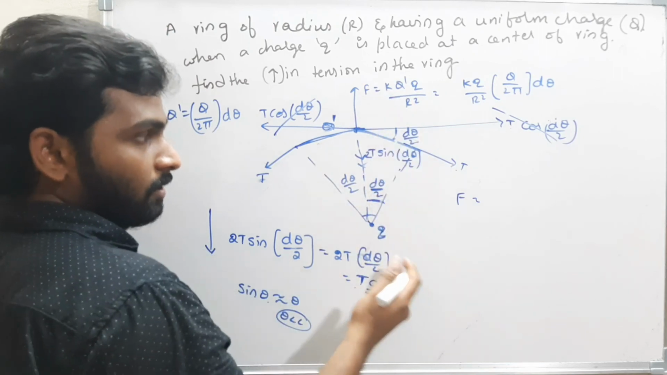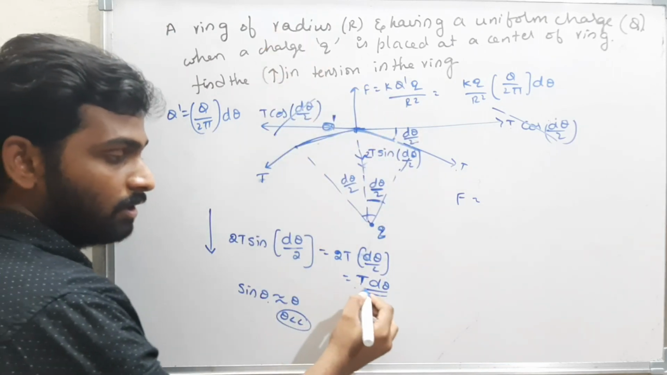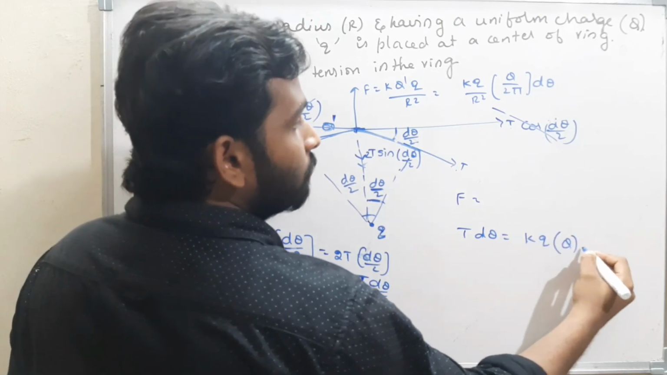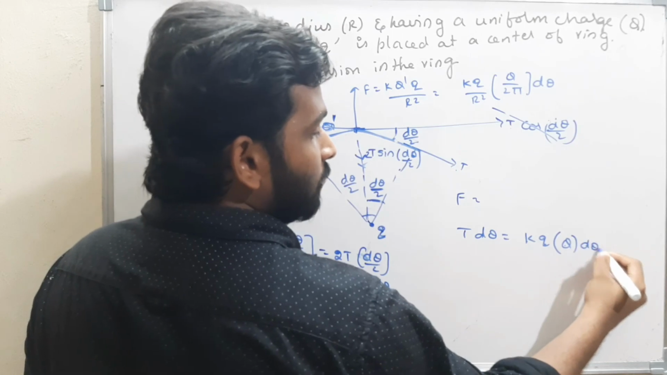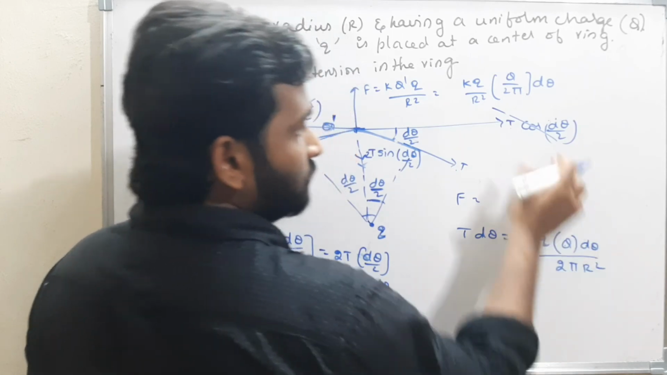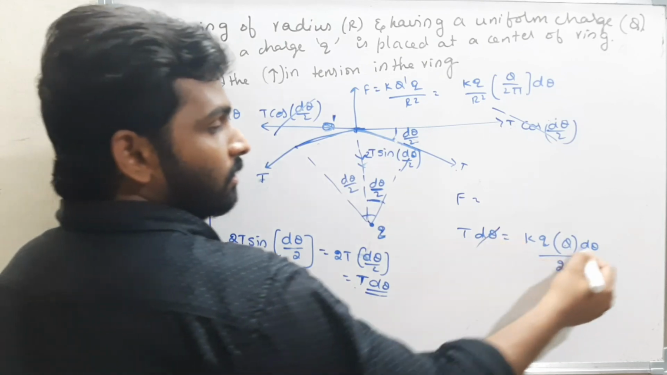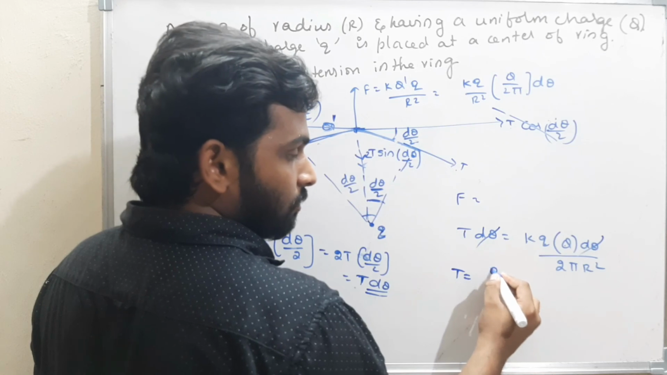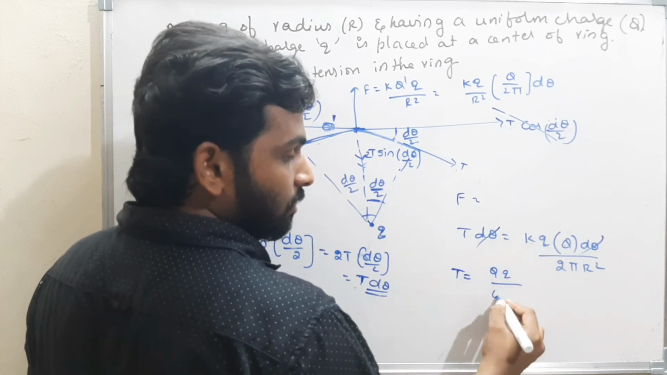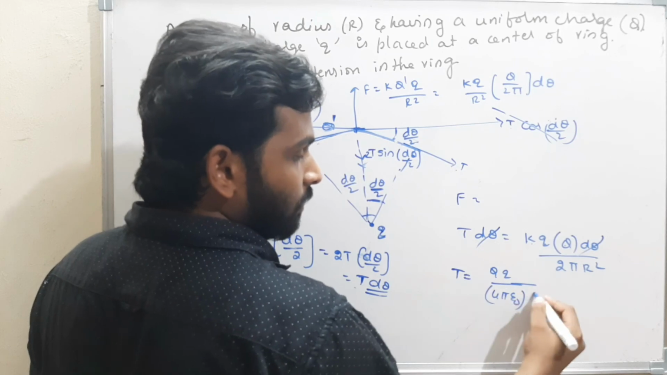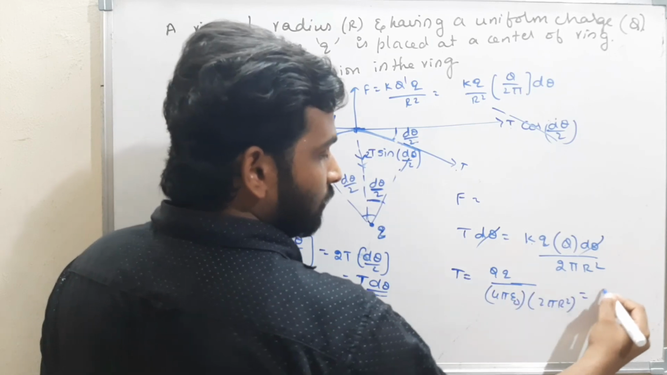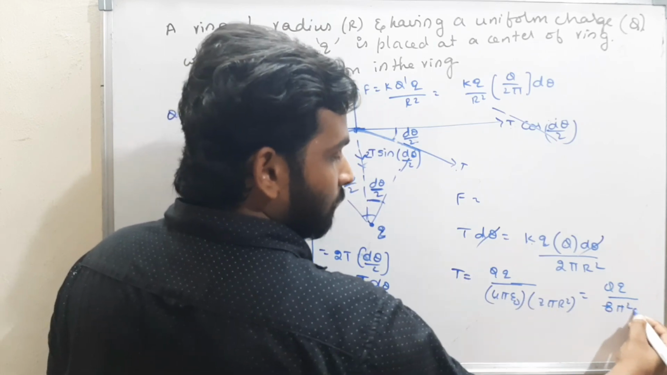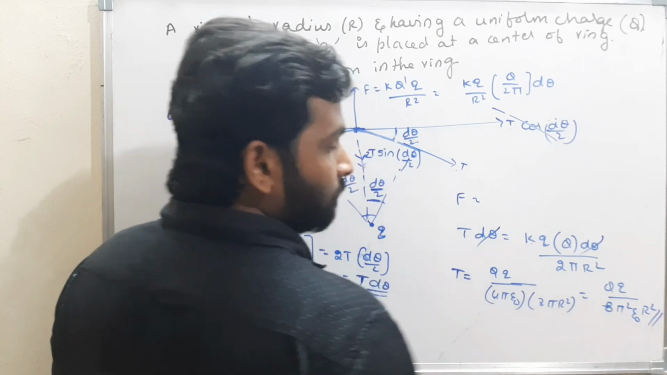Therefore just keep that F here. The downward force must be equal to the upward force. Therefore T into d theta is equal to k Q q d theta by 2 pi r square. Just equate this with this. Therefore d theta cancels off. What is the answer? The increase in the tension T is equal to Q q by, with k as 1 by 4 pi epsilon naught, 4 pi epsilon naught into 2 pi r square. Therefore it is nothing but Q q by 8 pi square epsilon naught r square. That is the answer.